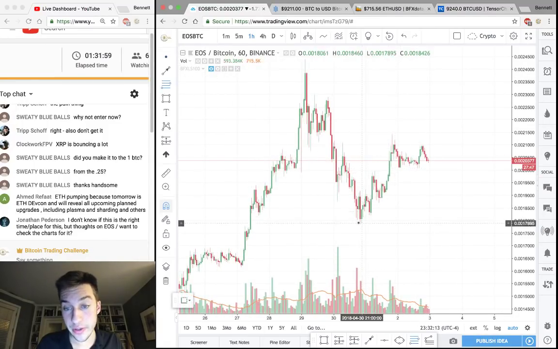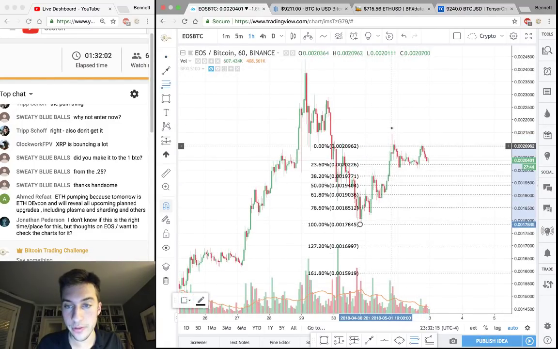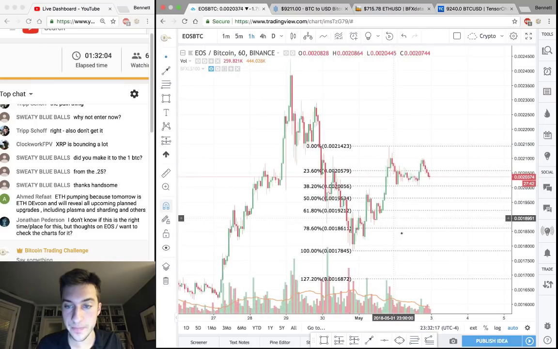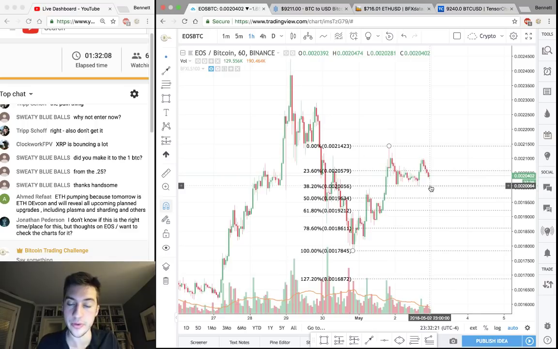But if you want to trade EOS, some things that you probably want to look out for are this obvious Fibonacci retracement. The 38.2 has been respected, but a third touch of the 38.2 is probably going to lead to a downtrend.